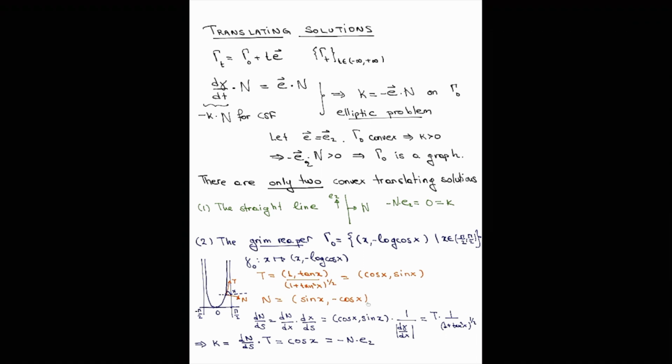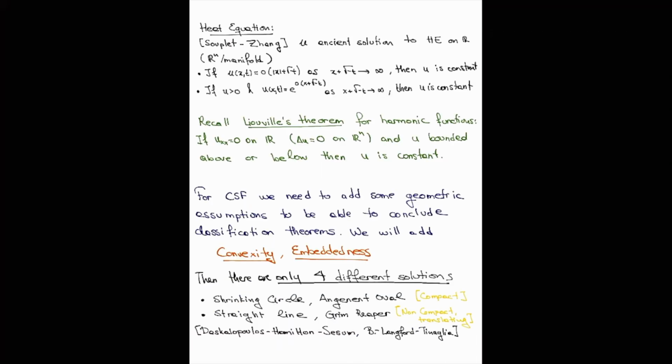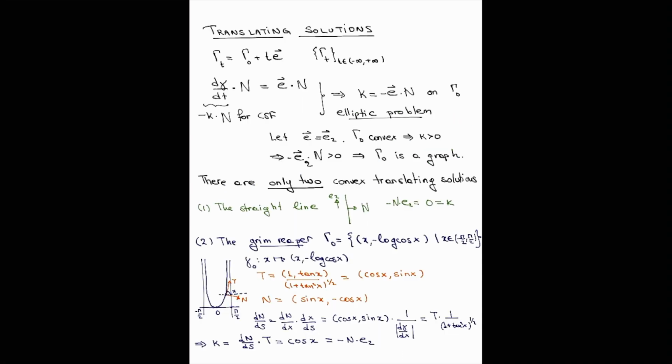Okay, so these 2 non-compact examples also happen to be what are known as translating solutions. So here's the definition of a translating solution. We say that the family of curves is a translating solution if all the slices are translations of the slice 0. So I have my slice 0, I translate it along some direction E, and I get my slice t. As you can tell, these are very, very special solutions.